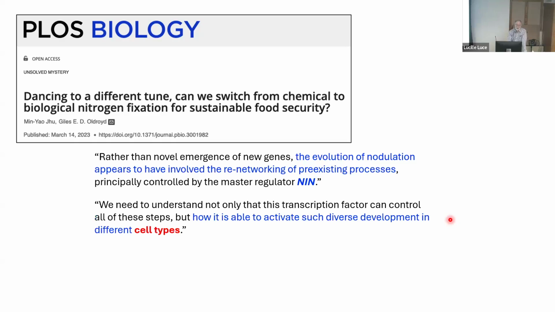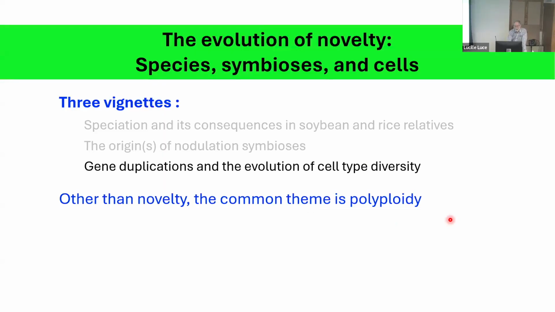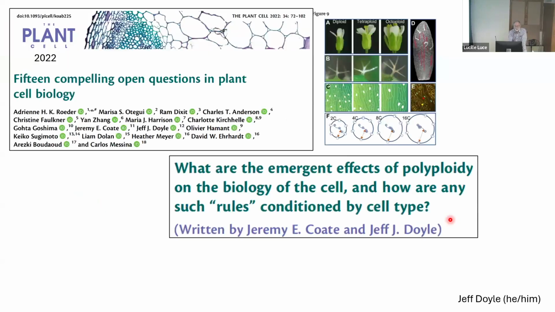They go on to say, we need to understand not only how this happens, but also how it's able to activate such diverse development in the different cell types. So now we're back to cell types. Not only do we need to know about cell types philosophically, but we need to know about them practically speaking to actually get to the bottom of this mystery. And that brings me to my last vignette, which is gene duplications and the origin of cell type diversity.